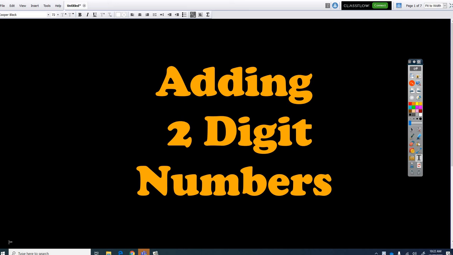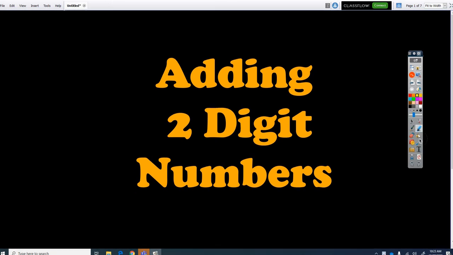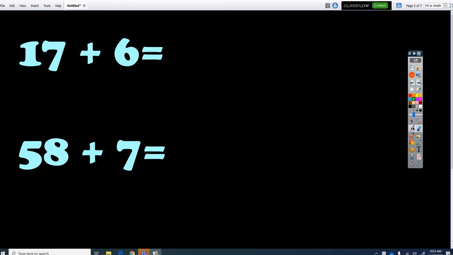Alright, so this week we've started adding two-digit numbers. And remember, a two-digit number is a number that has two numbers in it. A two-digit number would be like 29 because it has a 2 and a 9, or 77 because it has a 7 and a 7. That's what two-digit means. It's got two numbers in it. So we have talked about several different ways that we can do this.